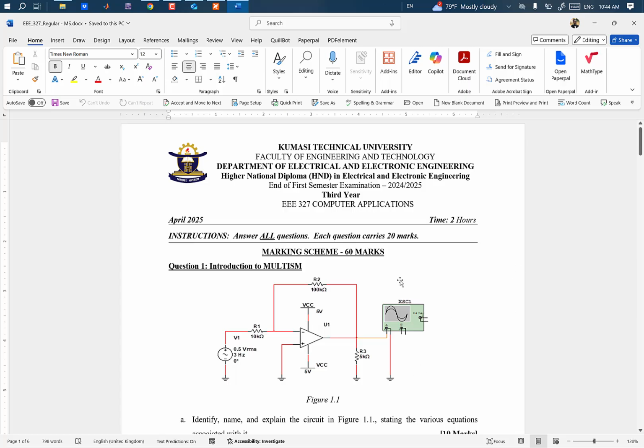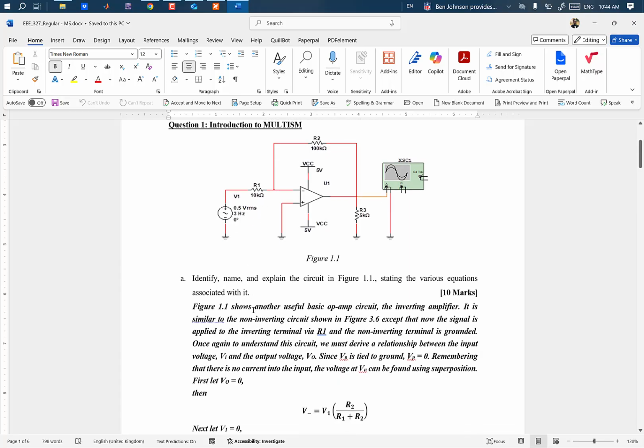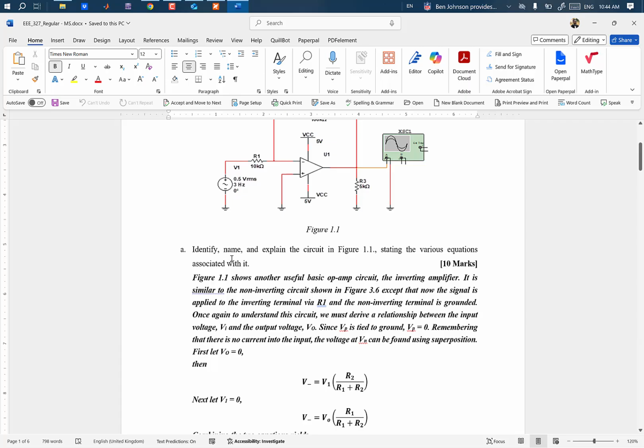So if you look at the first question, there was a diagram which involved an op amp. There was a feedback resistor, a load resistor, an oscilloscope, an input resistor, and then an input signal. And the question was basically identify, name, and explain the circuit in figure 1.1, stating the various equations associated with it.